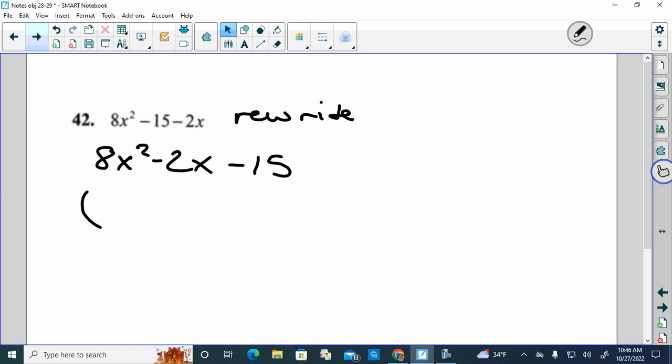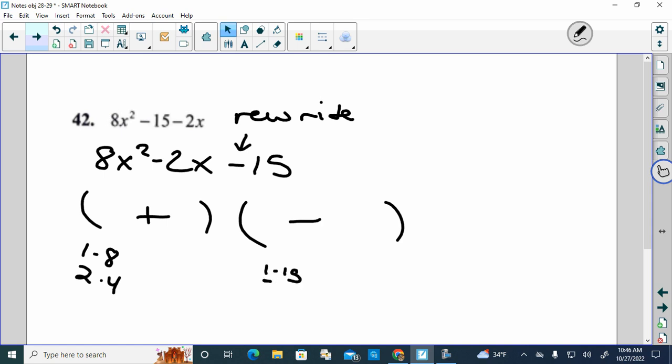Okay. All right, what are my signs going to be? They're going to be a positive and a negative, right? Because when the sign is a negative, it's going to be different signs. Okay, factors of 8 are 1 and 8 and 2 and 4. And then factors of 15 are 1 and 15 and 3 and 5, or if you're Coy, 5 and 3.